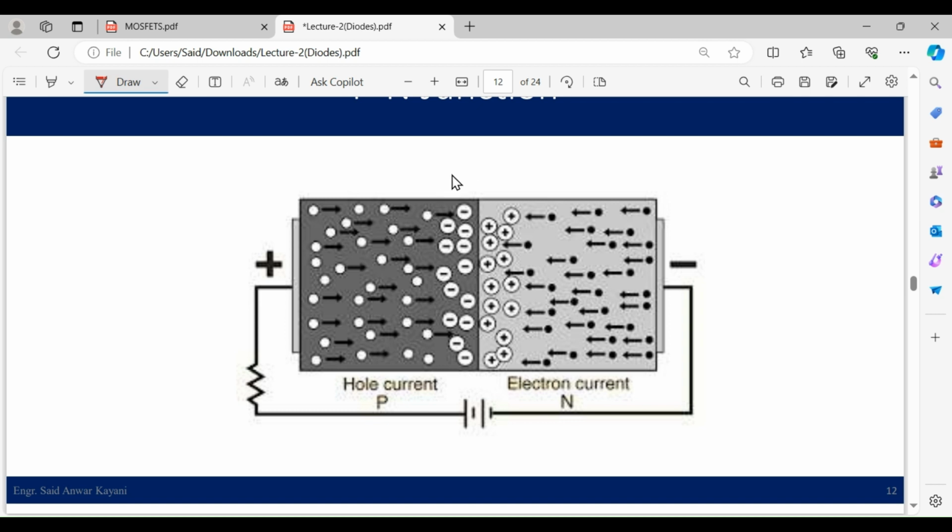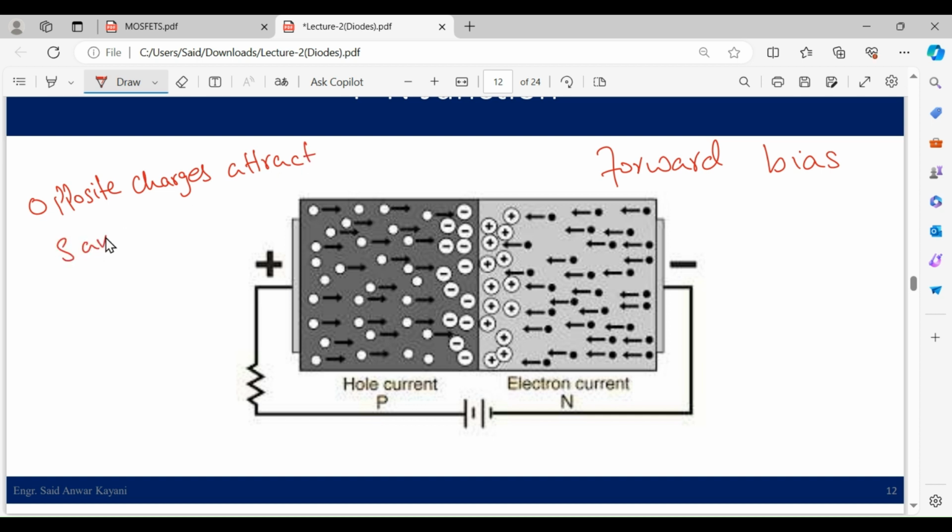Now this is the forward bias, because the p type is connected with the positive of the battery and the n type is connected with the negative of the battery. In this case, how does our diode work? You must know that opposite charges attract and same charges repel. The same concept is used here.